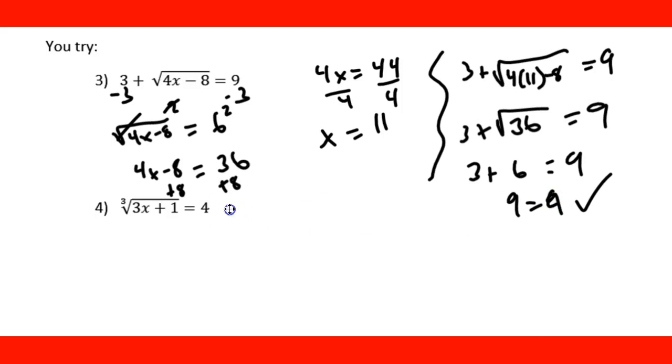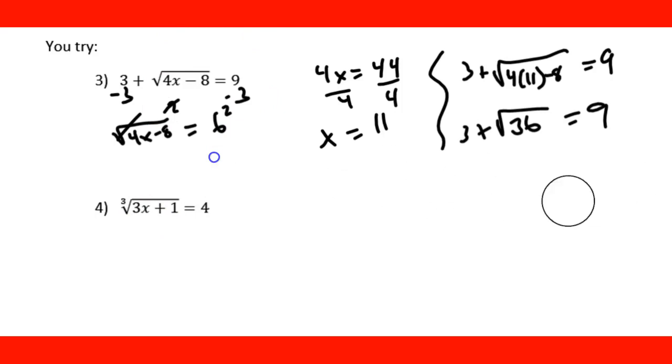Now, we'll do this last one right here. So we've got the cube root here. Let's cube both sides. The cube and the cube root are going to negate each other. So you have 3x plus 1 equals 64, because 4 times 4 is 16, times 4 is going to be 64.